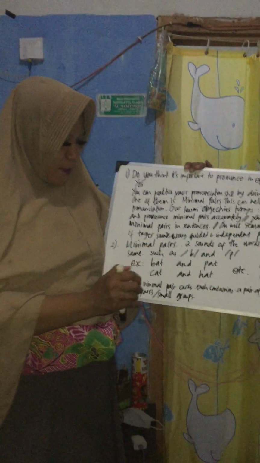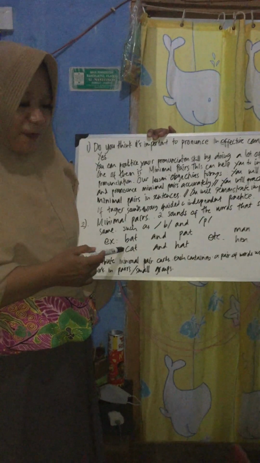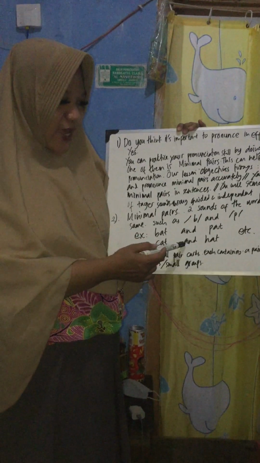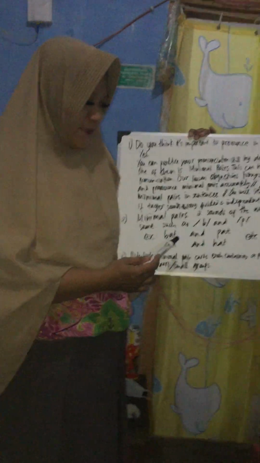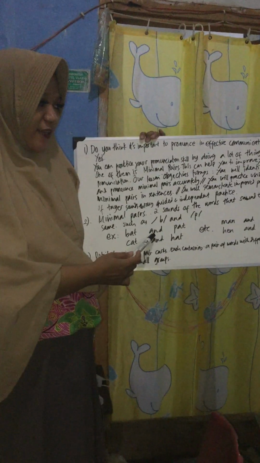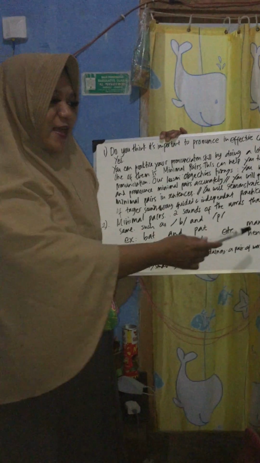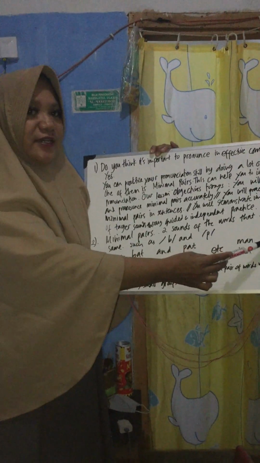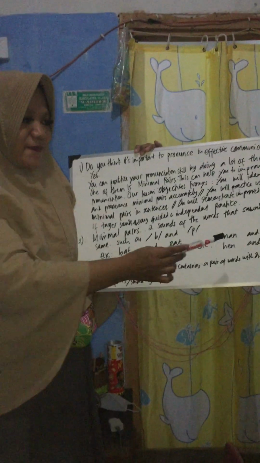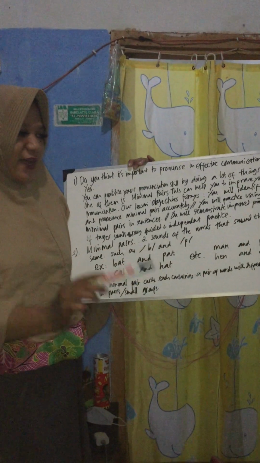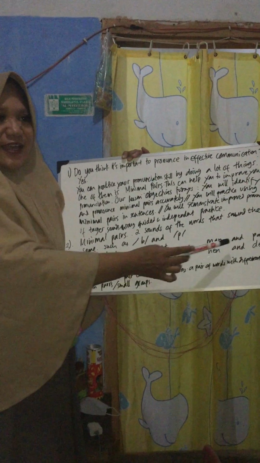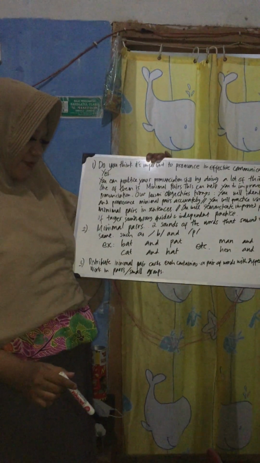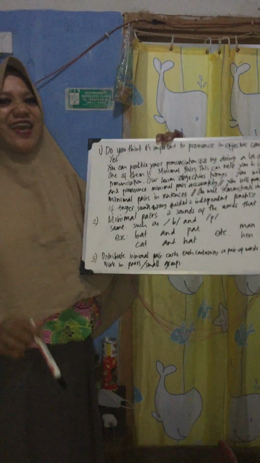Okay, another example: cat and hat. Can you repeat, please? Cat and hat. Okay, good. And what about the other one? This one is man and pan. Can you repeat, please? Man and pan. And the other one is Han and Dan. Han and Dan. Yay, that's great.